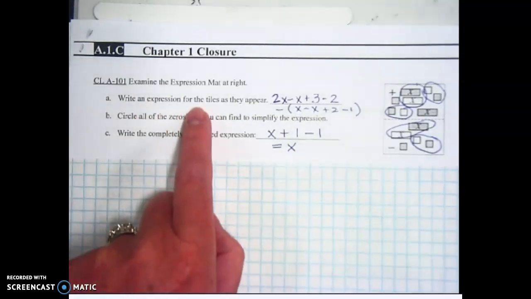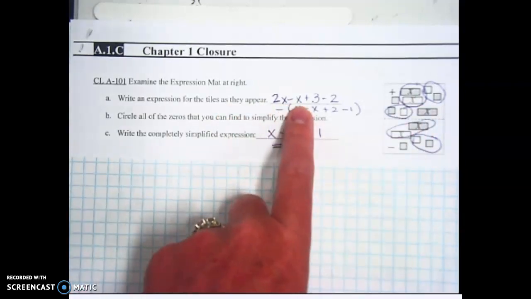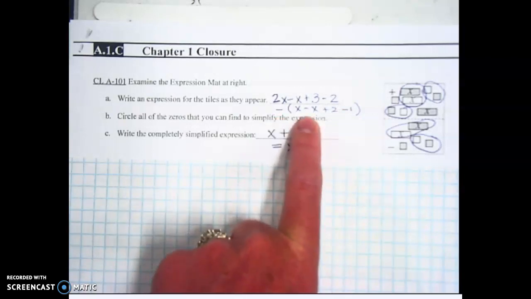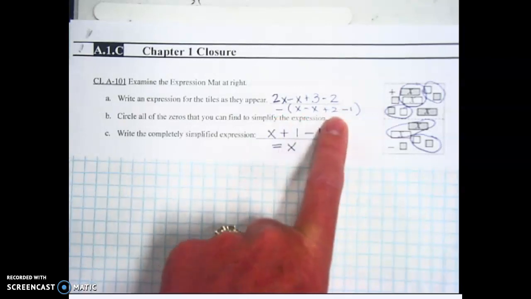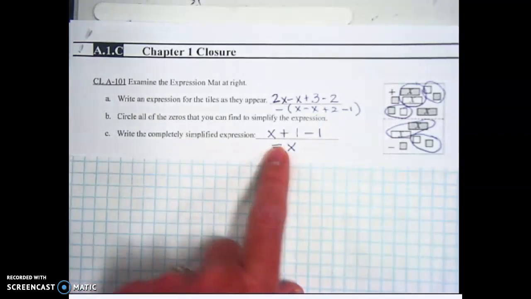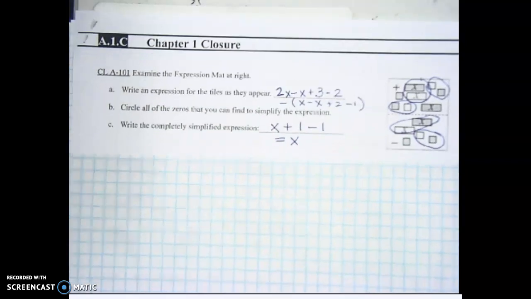Write an expression for the tiles as they appear. So over here, I have 2x minus x plus 3 minus 2, and then down in the subtraction area, I have an x, a minus x, a plus 2, and a minus 1. So I simplified it, and I got x plus 1 minus 1, which is just x.